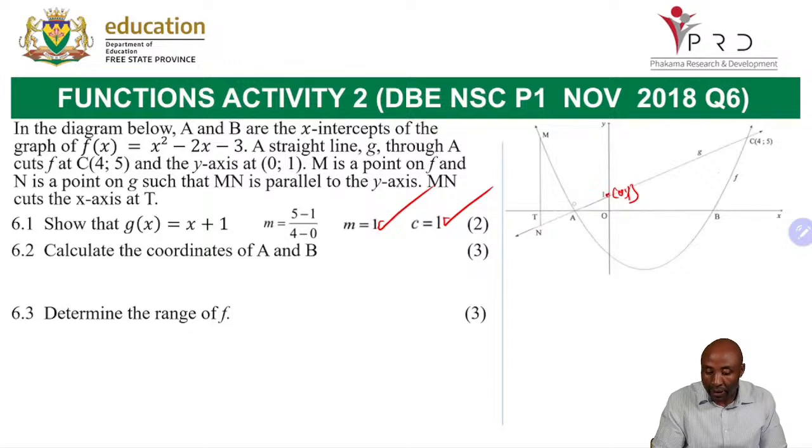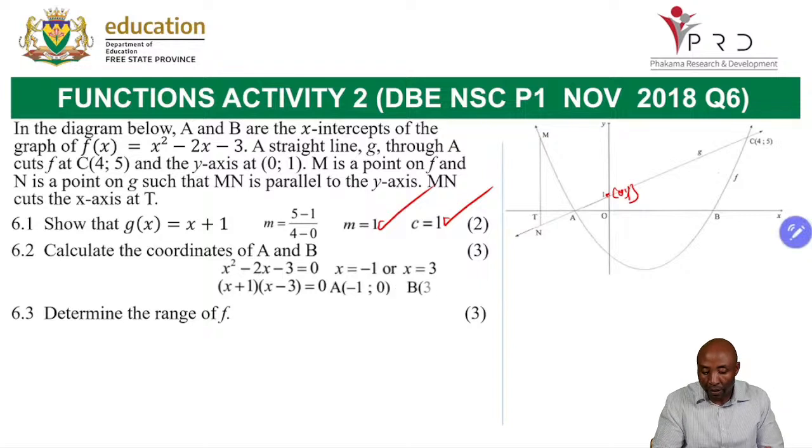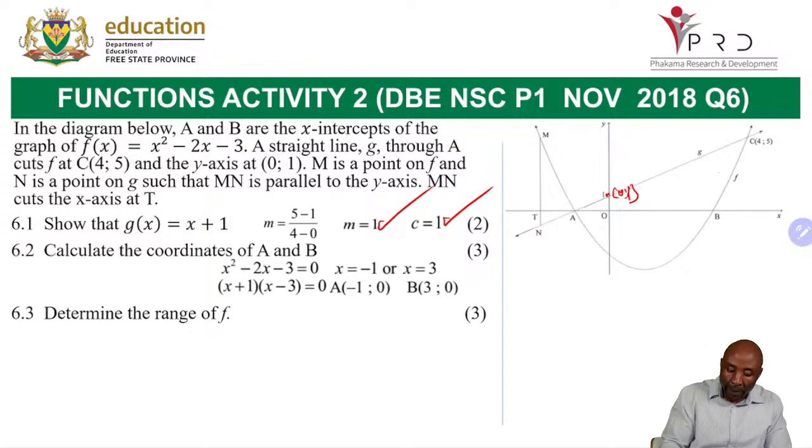So how do we get the intercept? We let our f of x be 0, or our y is 0, and we get x squared minus 2x minus 3 equal to 0, and then we factorize, and we get our x as negative 1 and the other x as positive 3. From there on, A is on the left, it's (negative 1, 0), and B is (3, 0). Remember, the question was specific.